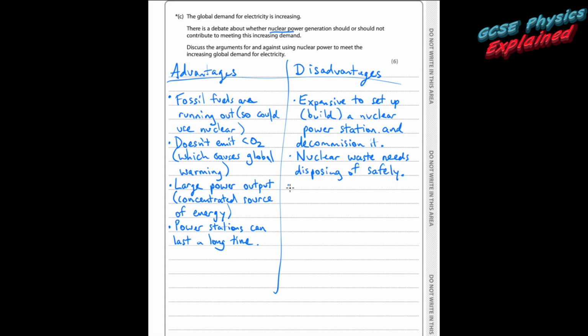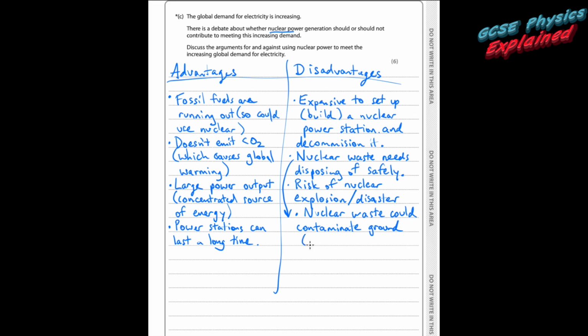There is a risk of a nuclear explosion or some kind of nuclear disaster. And the nuclear waste could contaminate the ground if you have a leak. 1, 2, 3, 4, 5, 6, 7, 8. You'll easily get your 6 marks for that.